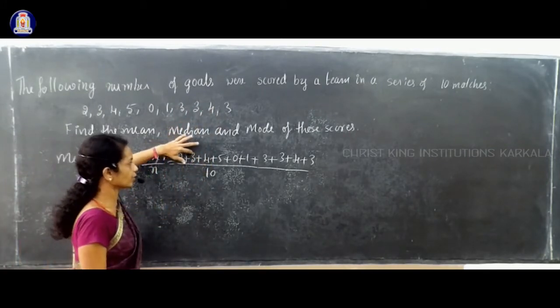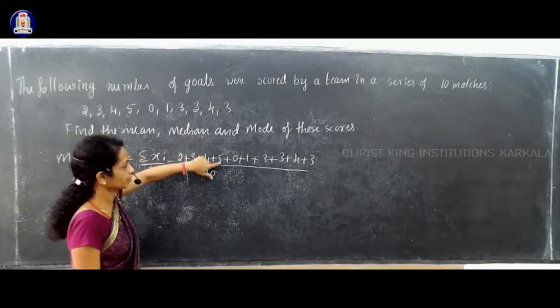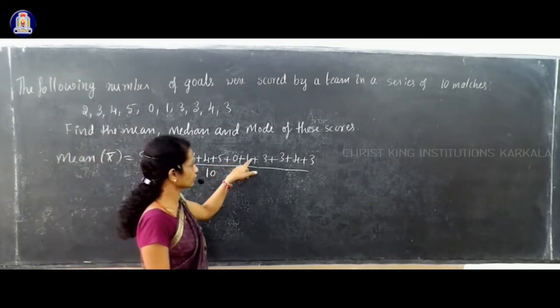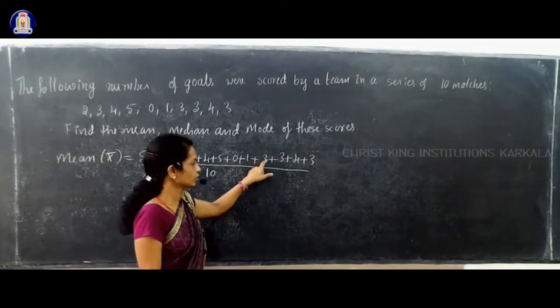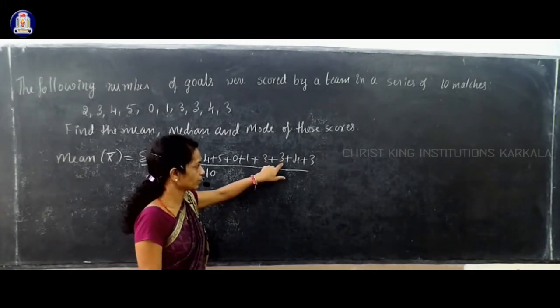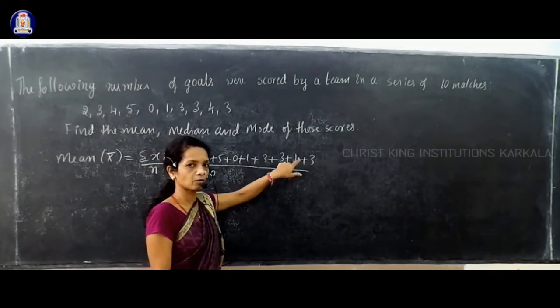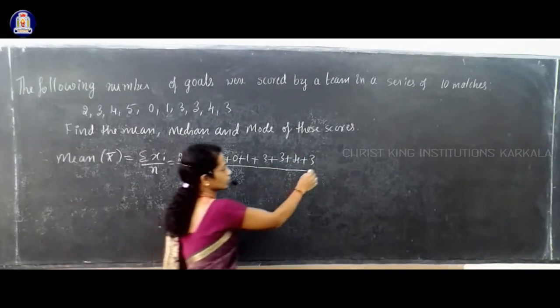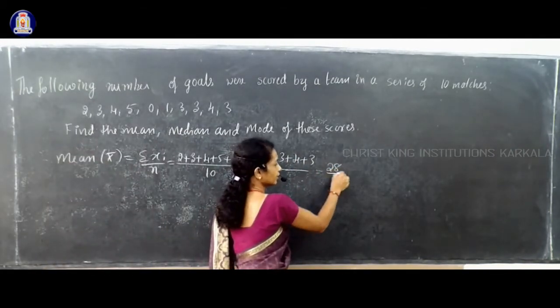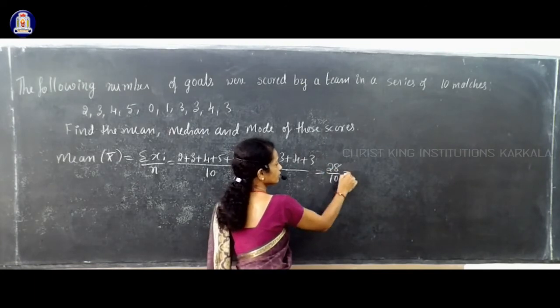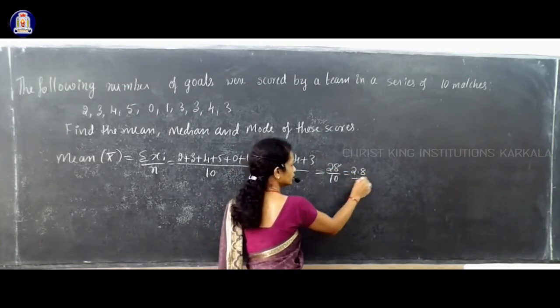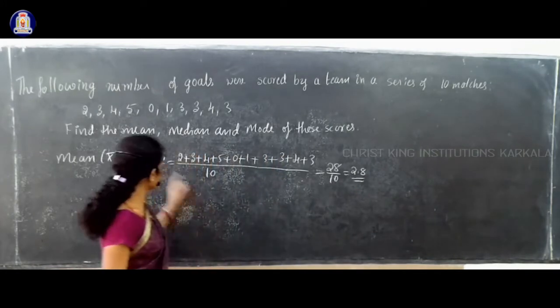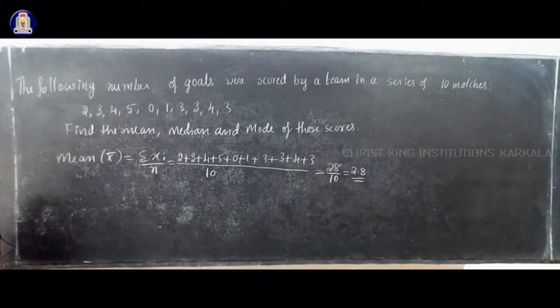2 plus 3, 5; 5 plus 4, 9; 9 plus 5, 14; 14 plus 1, 15; plus 3, 18; 18 plus 3, 21; 21 plus 4, 25; 25 plus 3, that is 28. Okay, so 28 divided by 10, and you will get 2.8. So what is the mean, x bar? That is 2.8.